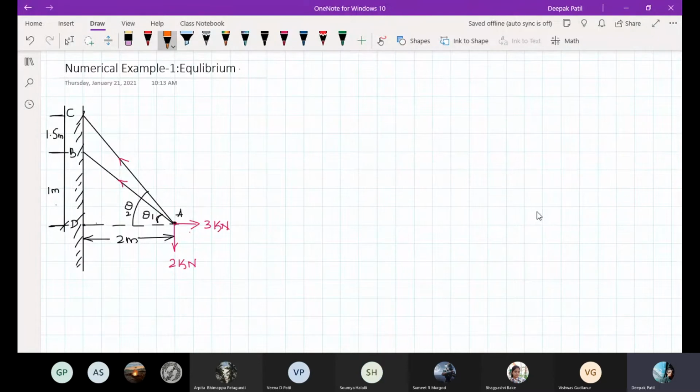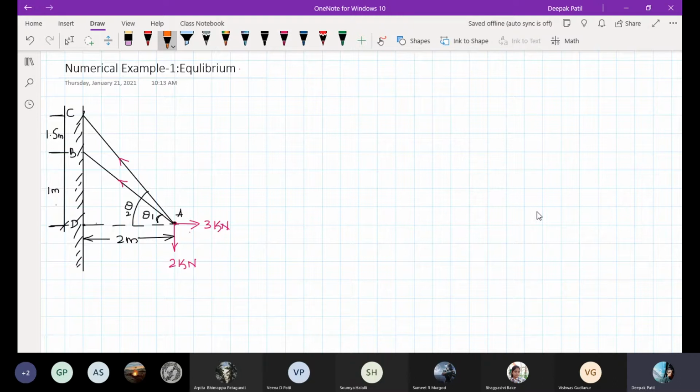Suppose assume this is a wall, and to this wall, two strings have been attached. One string is AC and the other string is AB. Both the strings are making angles theta 1 and theta 2 with respect to the horizontal. Those angles are not given. But at this point A, there is something hanging down, which is 2 kilonewtons, and there is one more force on this side, which is 3 kilonewtons.